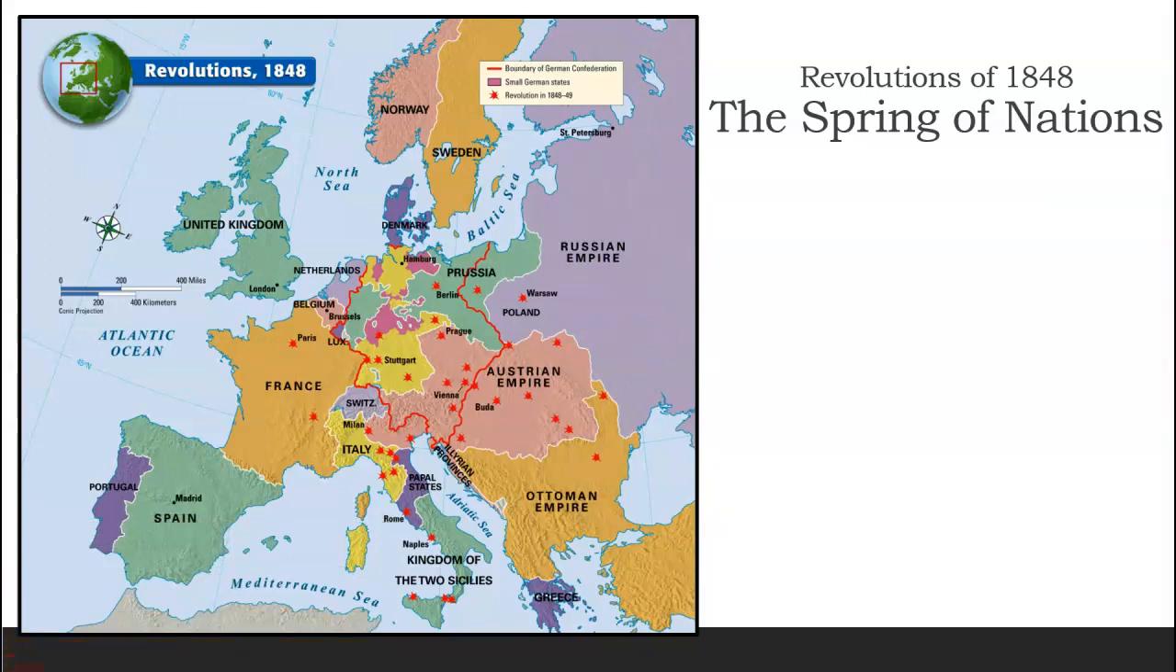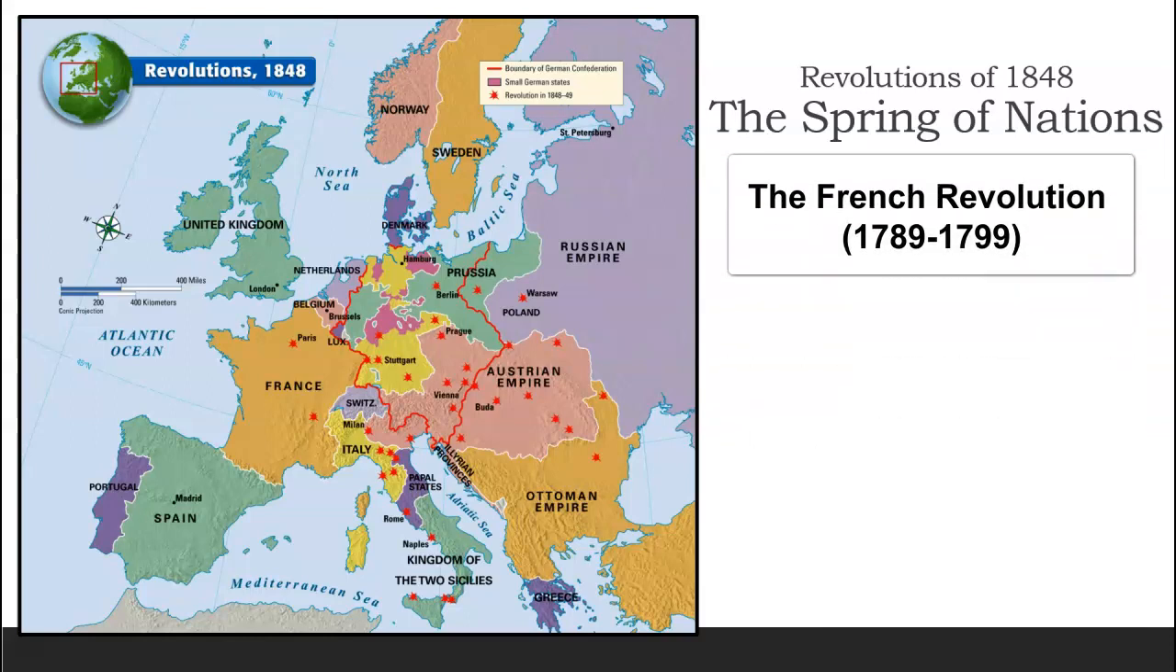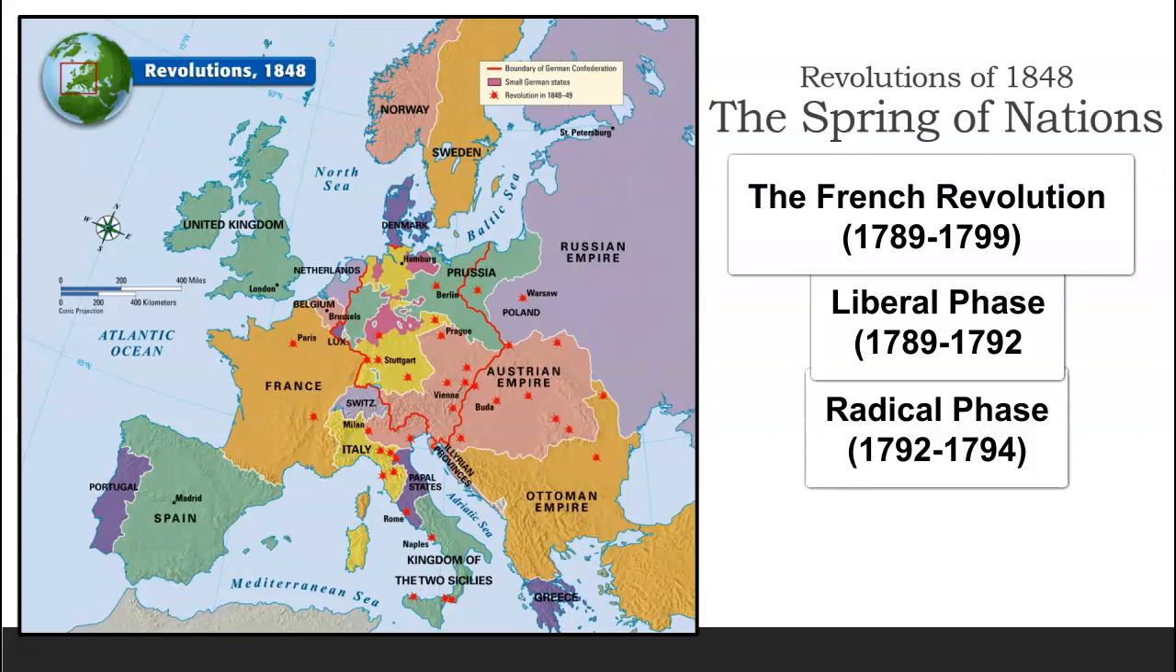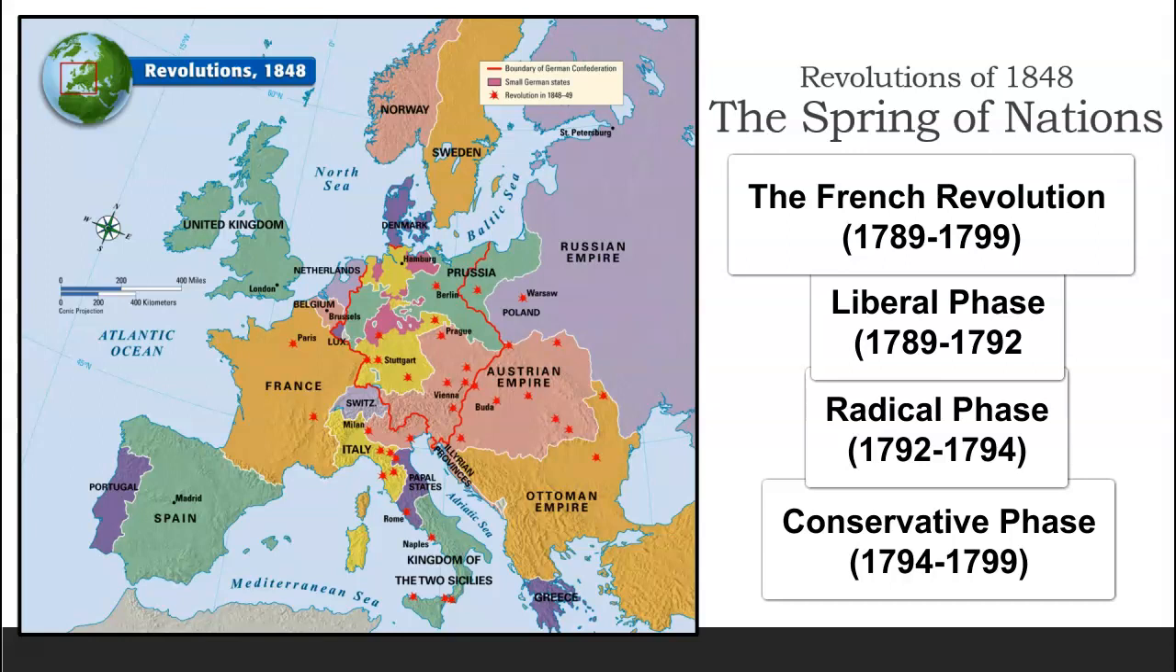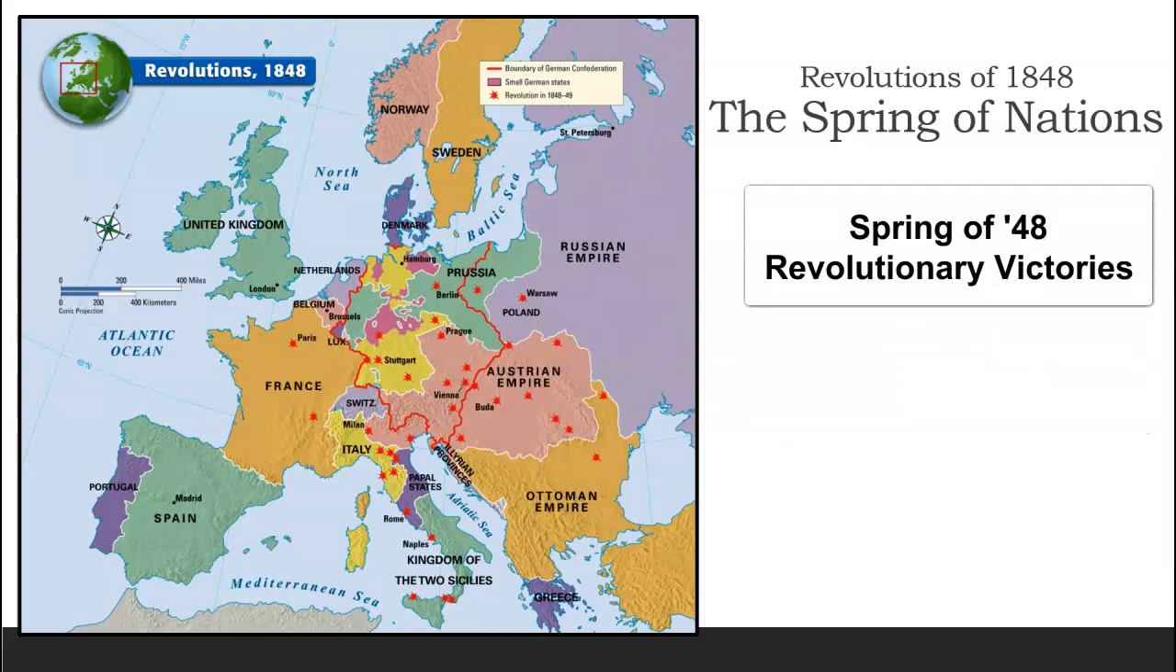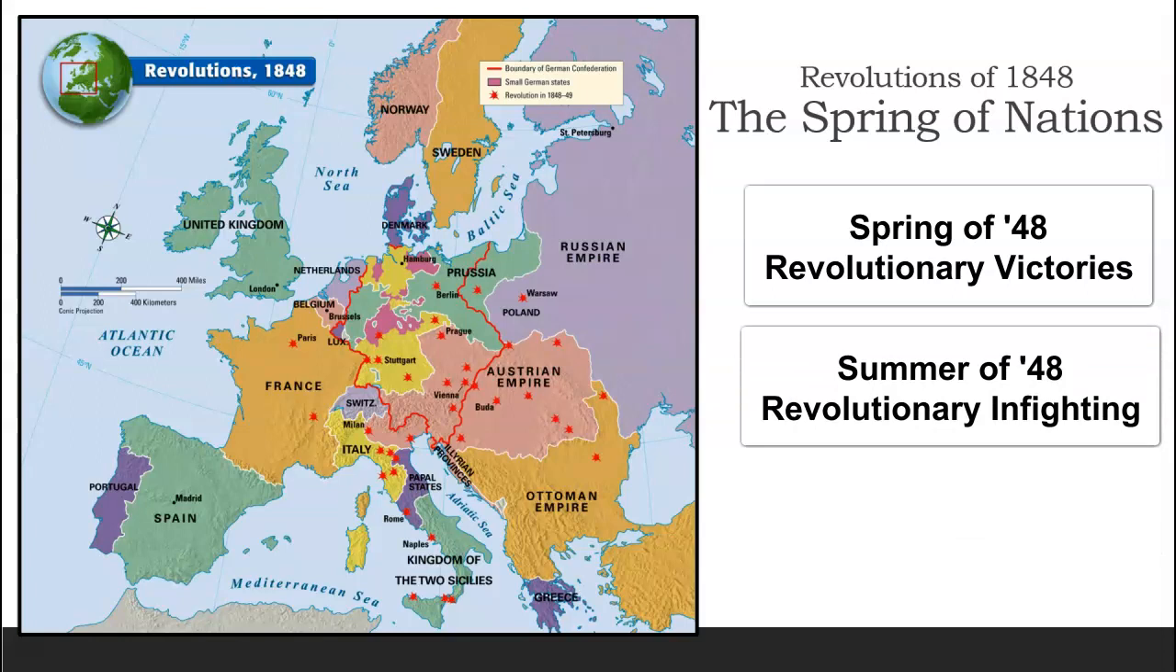These revolutions of 1848, though, for the most part, were doomed to fail. And they really were kind of like the various stages of the French Revolution, but fast forwarded. You might remember 1789 to 1792 was the liberal portion of the French Revolution, where they had their constitutional monarchy. 1792 to 1794 was the radical portion, that Reign of Terror where all the revolutionaries started turning on themselves. And then 1794 to 1799 was that conservative portion of the French Revolution where the oligarchy won out again. Well, in the spring of 1848, these revolutions looked really successful. Monarchs were on the run. Separate cities were reaching out to each other to form nation states. But by the time we get to the summer, infighting was breaking out amongst the revolutionary governments.